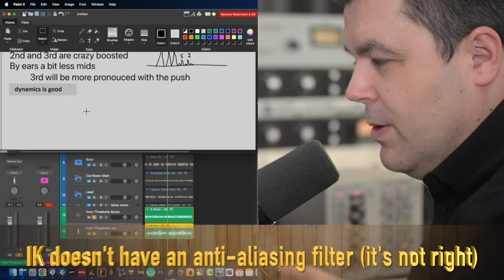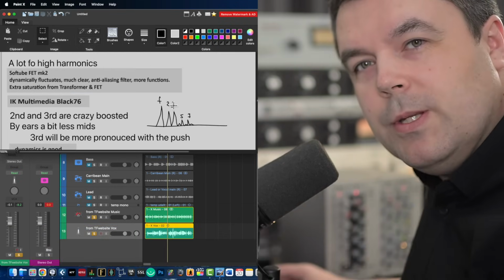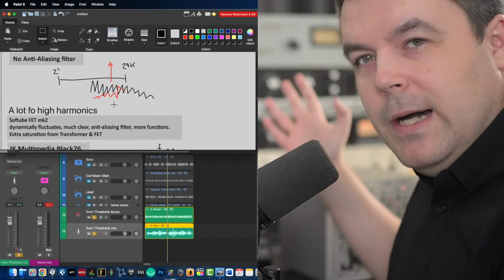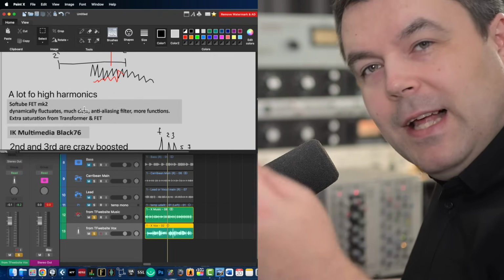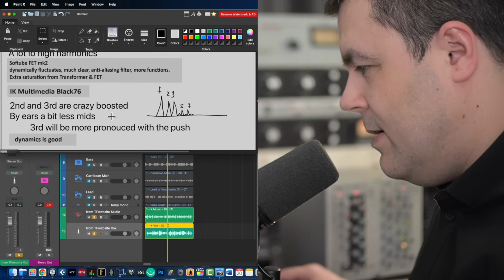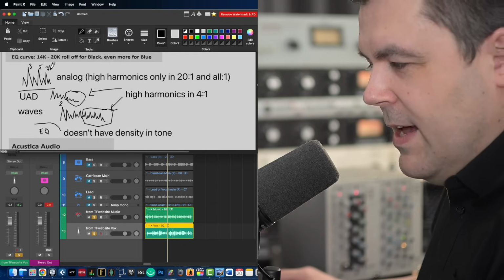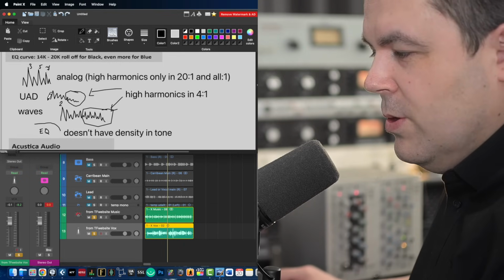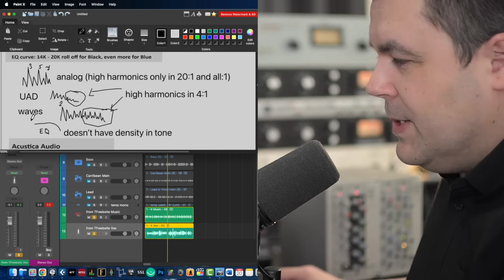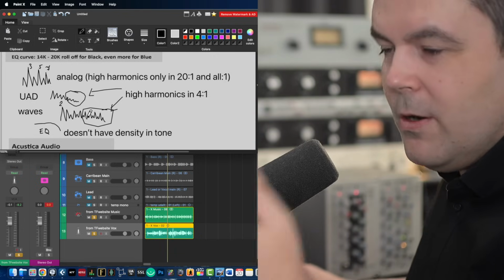Let's summarize. So basically, IK Multimedia: second and third harmonics too boosted. Real one: only odd harmonics are boosted. A lot of plugins have a lot of high harmonics. Softube have a lot of high harmonics. Analog: just up to 8 harmonics, with 3rd, 5th and 7th exaggerated. Universal Audio: gradually going down in harmonics. Waves: second always prominent, but the other harmonics are odd ones.